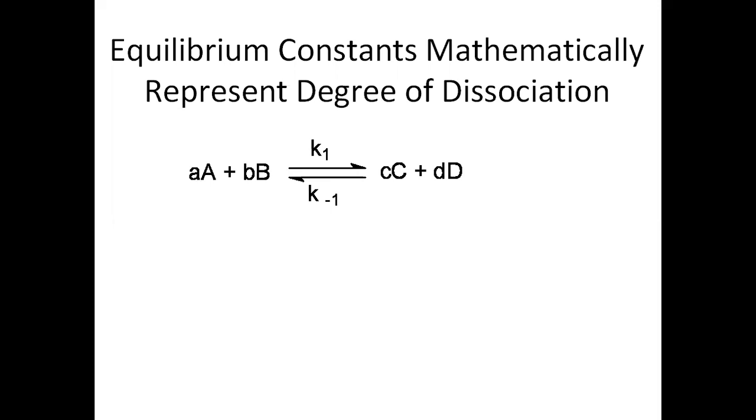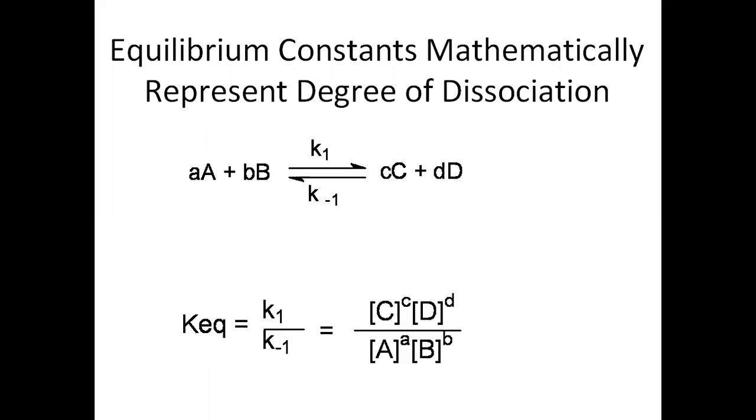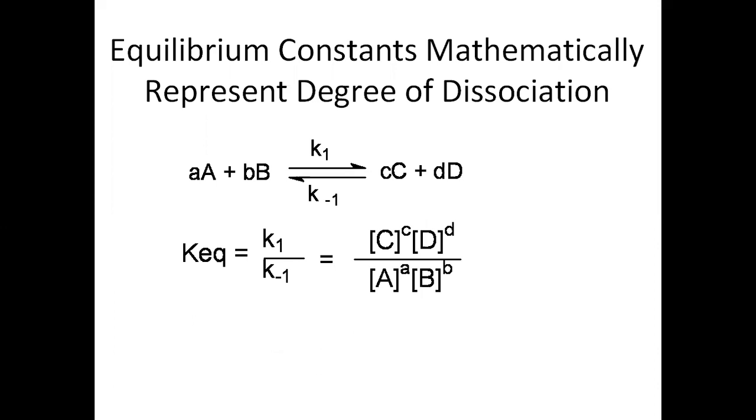By convention, the forward rate of a reaction is given by a rate constant of K1, and the reverse reaction would be a rate constant of K-1. The equilibrium constant for the reaction is equal to the rate of the forward reaction, K1, divided by the rate of the reverse reaction, K-1.